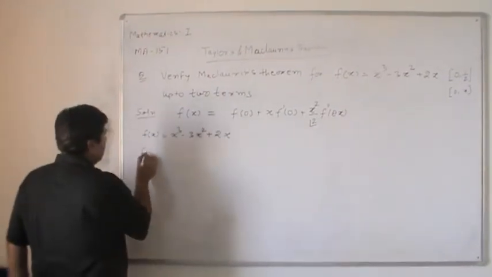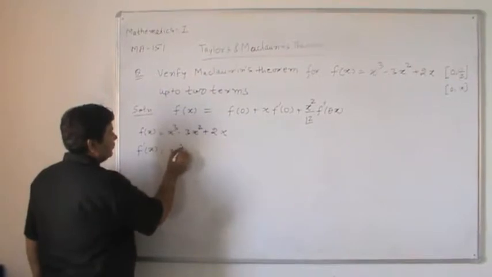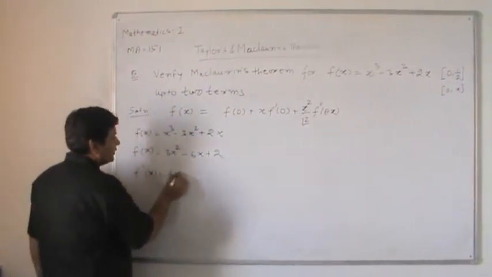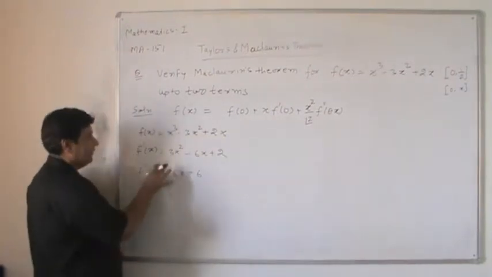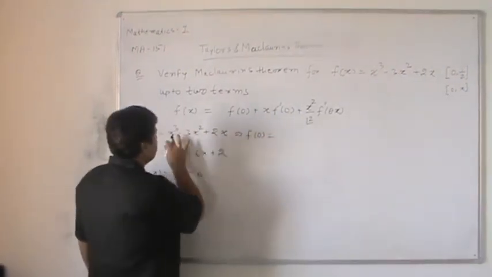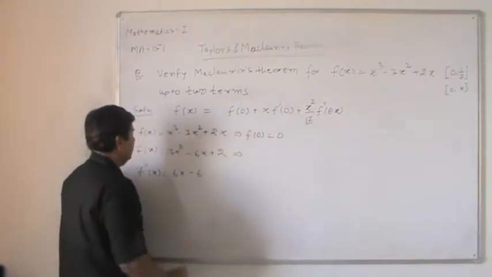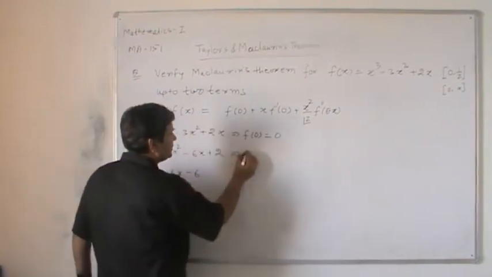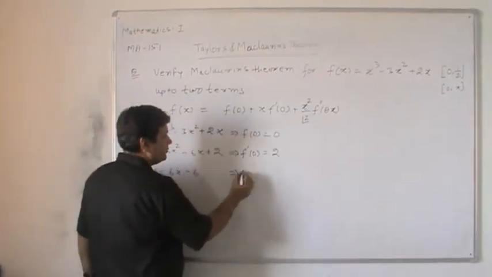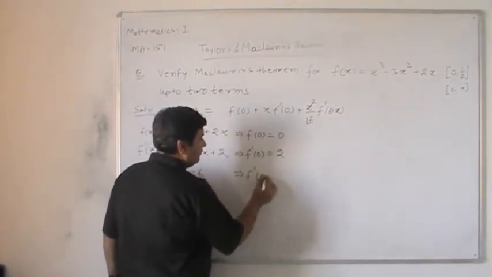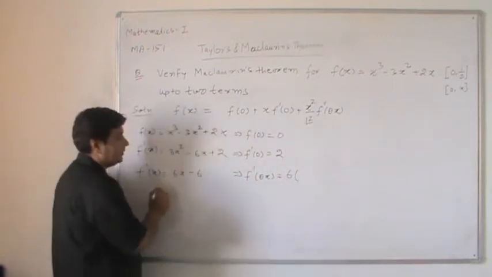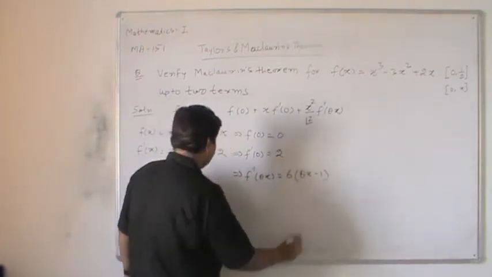Now we have f(x). f(x) is x cube minus 3x square plus 2x. Now we differentiate and calculate the first derivative, which will be equal to 3x square minus 6x plus 2, and the second derivative, which will be equal to 6x minus 6. So we need derivatives up to second order only. Then we will need the value of the function at 0. So we put x equal to 0, then you observe that f(0) is 0. Next, we put x equal to 0 in f'(x). So we get f'(0) equal to 2. And in the second derivative, we will substitute theta x, because we will need the second derivative at theta x. So f''(theta x) will be equal to, we can take 6 common, so we will have 6 into (theta x minus 1).